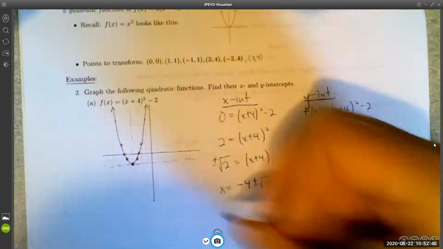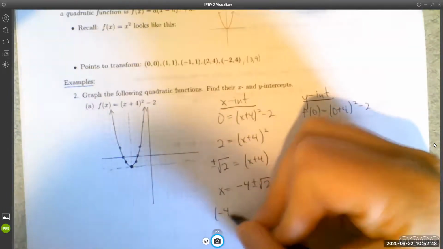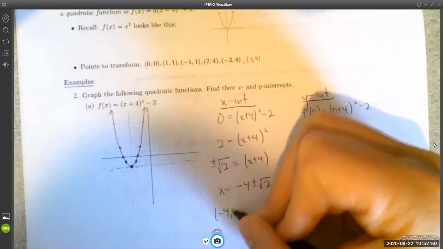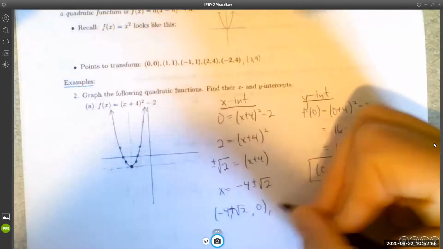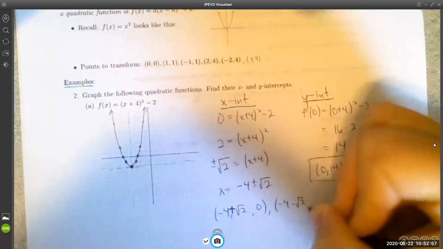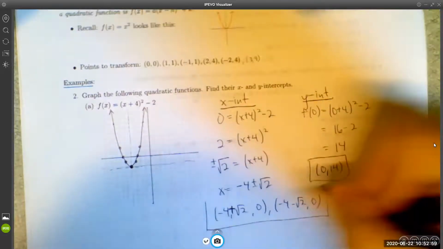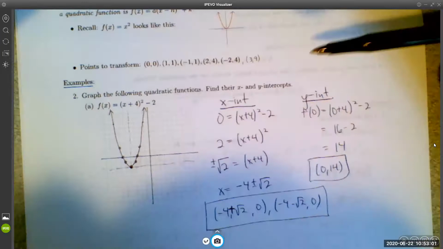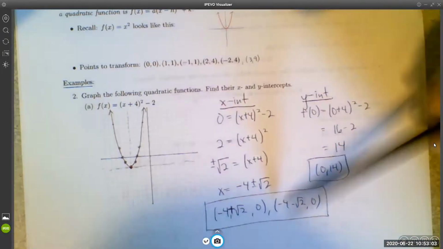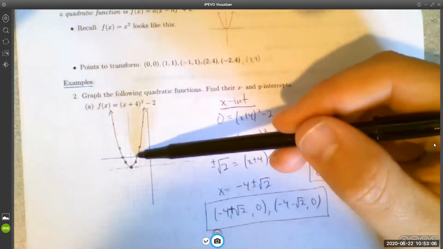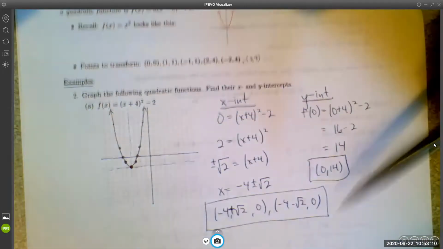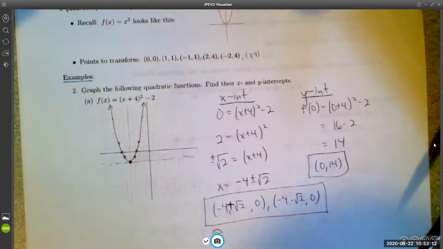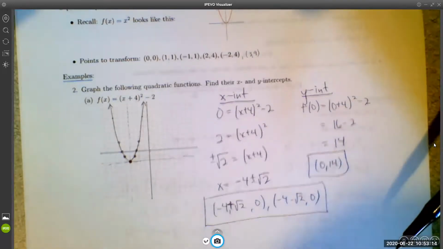So those are the x-intercepts, right? There are 2 of them: (-4 plus root 2, 0) and (-4 minus root 2, 0). Those are the x-intercepts. You could get decimal approximations to see about how much these are, but they should fall approximately here on the graph, right? So that's the idea behind getting x and y intercepts. I'm going to let you try out part B on your own.